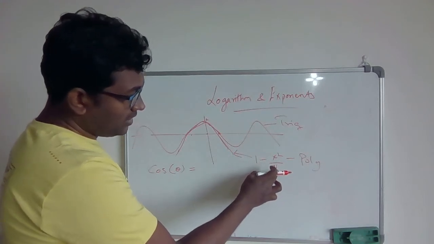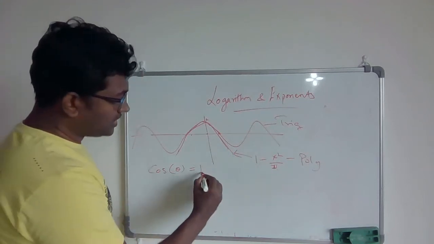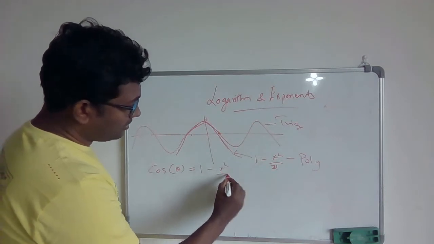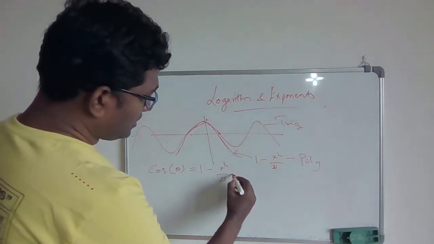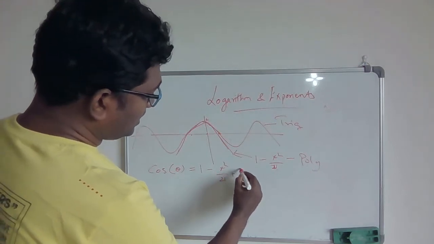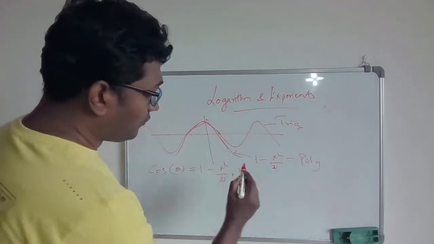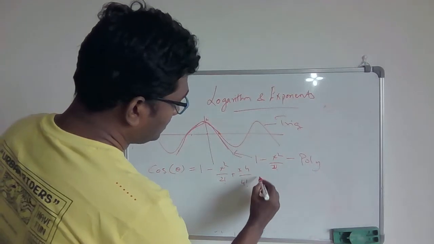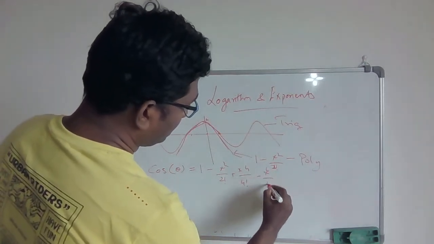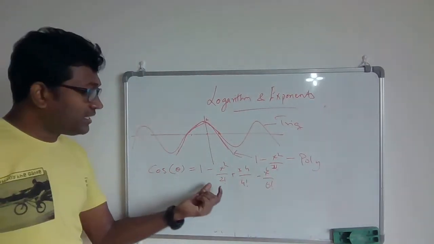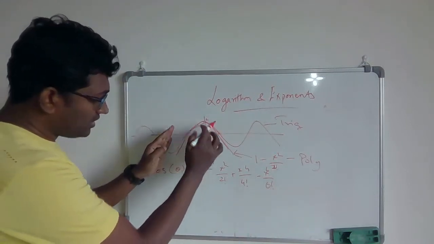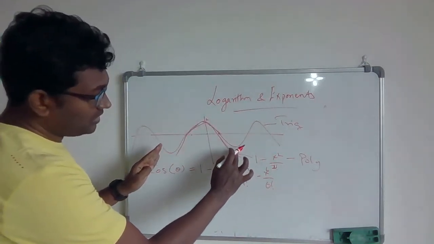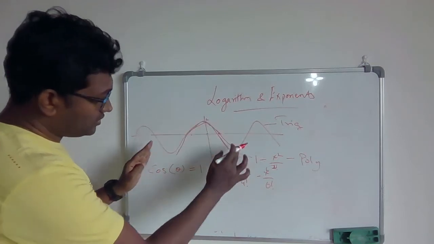This can be used to solve some of the problems. So in this case, it is like 1 minus x squared by 2 factorial. Now this doesn't stop here. It keeps moving like this: plus x to the power of 4 by 4 factorial, then minus x to the power of 6 by 6 factorial. Basically, we are trying to add terms infinitely, and try to build this graph as close to the original graph as possible.